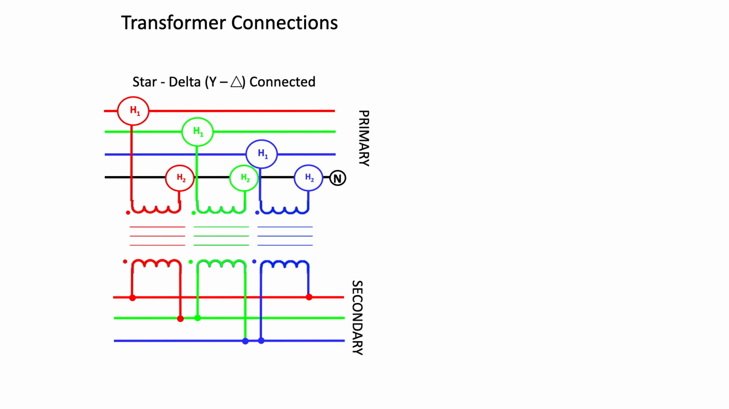The X1 terminals of the transformer are connected to the individual conductors, and the low voltage X2 terminals are connected to the adjacent secondary X1 terminal.